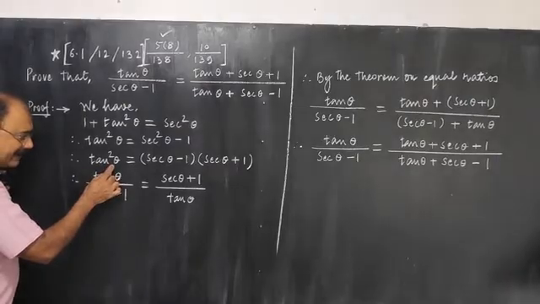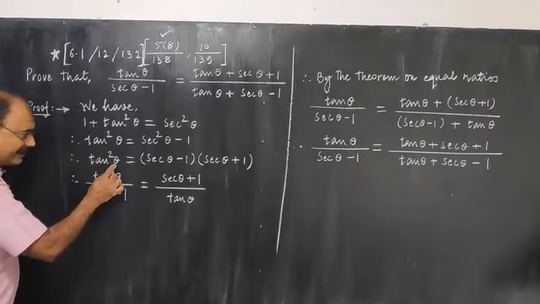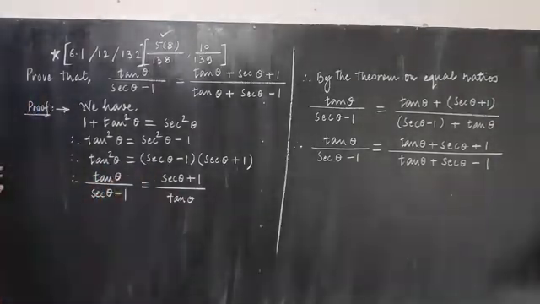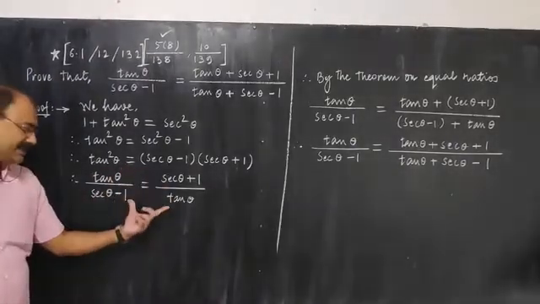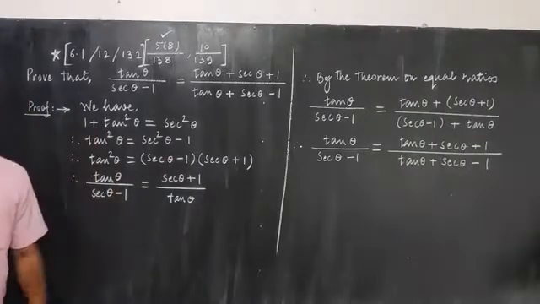Tan square theta can be factorized as tan theta into tan theta. 1 tan theta has gone to the right side. So if you cross multiply, you will get the same term. So this is the rearrangement of this term.